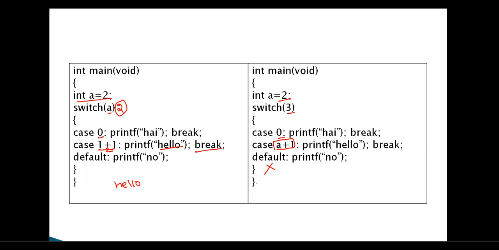That is an error. Why? Suppose you are executing this one, you have to replace the variable a with its value. It is not possible in the labels. What is the error we have? Case labels does not reduce to integer constant. Remember this one? Does not reduce to integer constant.